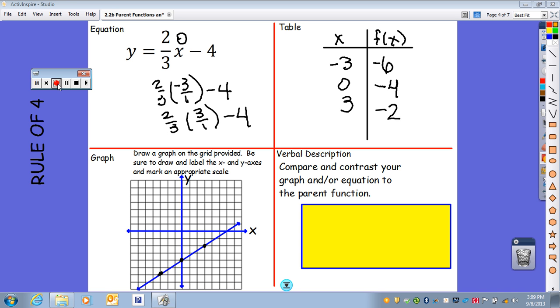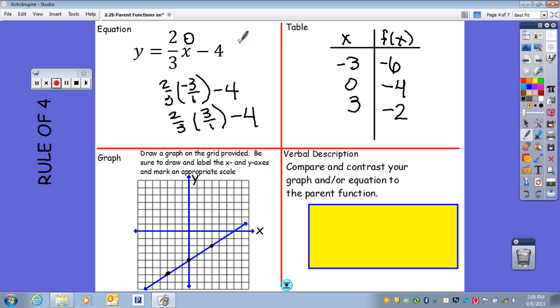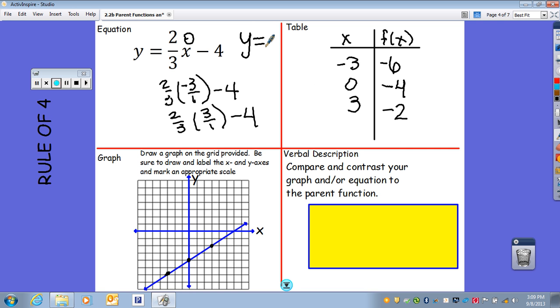So we want to compare and contrast our graph or equation to the parent function. Remember, our parent function is y equals x. So we can see that we are having a different slope. The slope of our parent function is 1 over 1. The slope of this function is 2/3. I'm going to draw my parent function onto the graph so that we can compare.